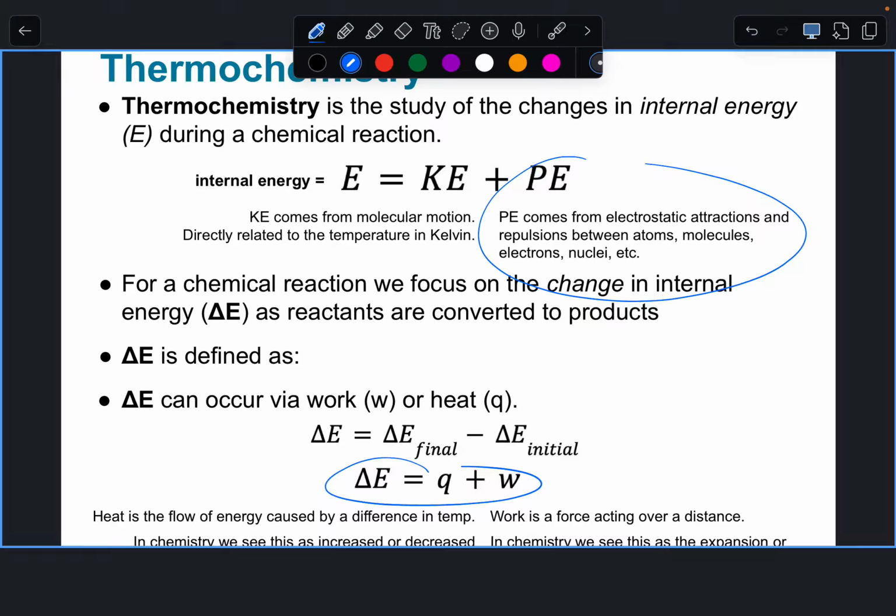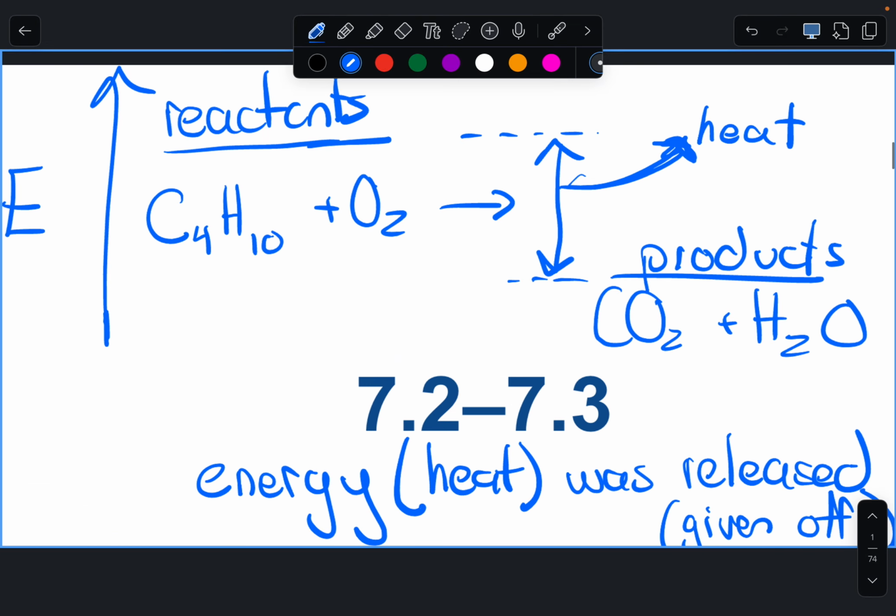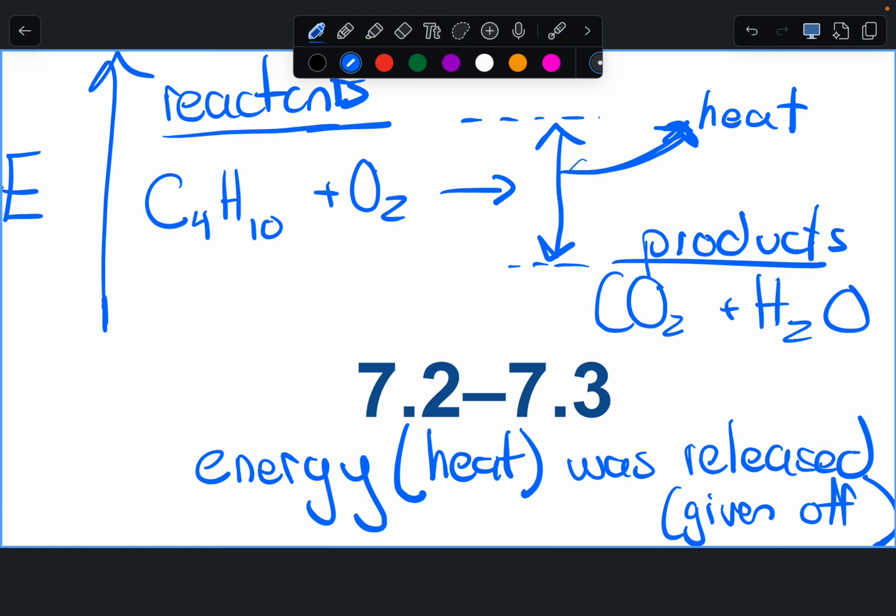And in that process, there can be a change in potential energy because you're adjusting what positive things are attracted to what negative things, and maybe some repulsion as well. So you've got all these positive and negative attractions, repulsions going on, and they might start a certain way when they're butane and oxygen, and then we rearrange those into CO2 and water. And in the end, in this particular reaction, we see that that's a lower potential energy in the products. That arrangement of how the positives and negatives are attracted is different.